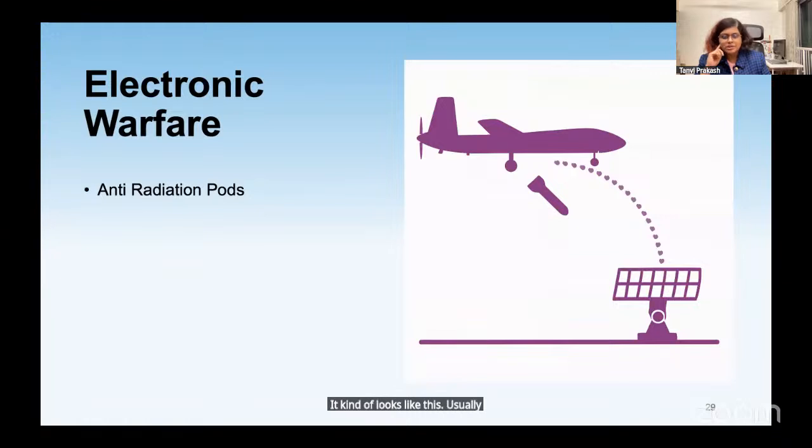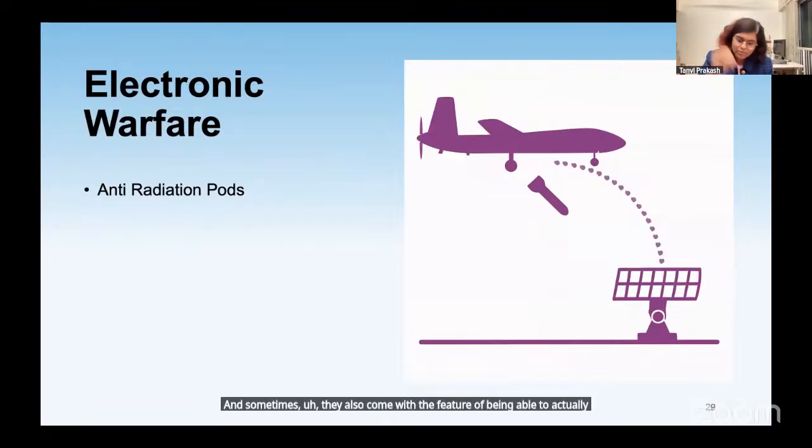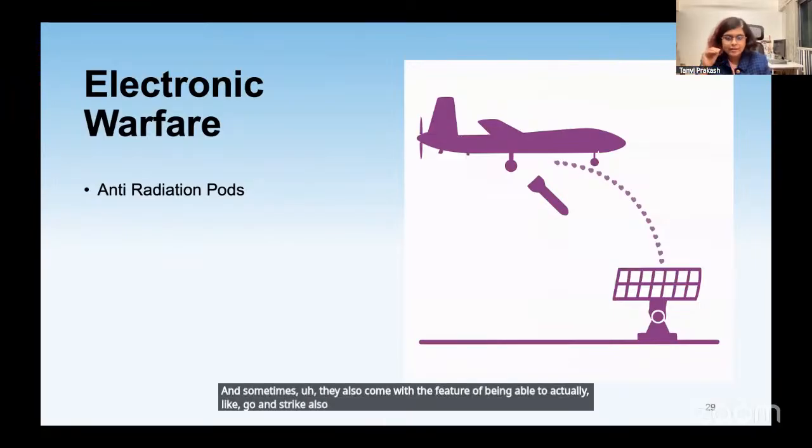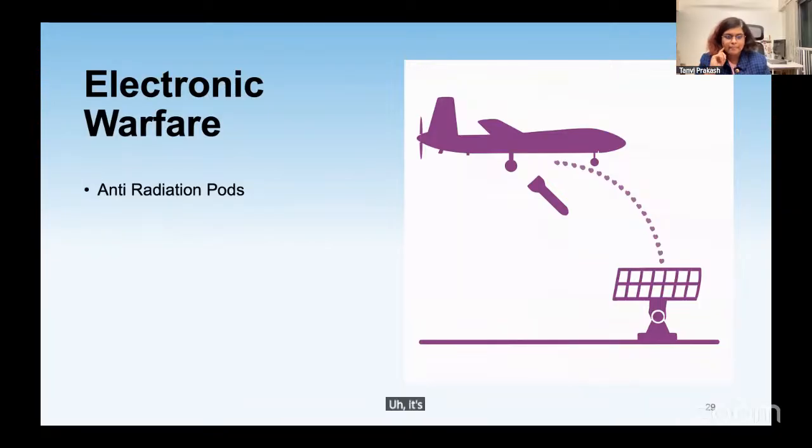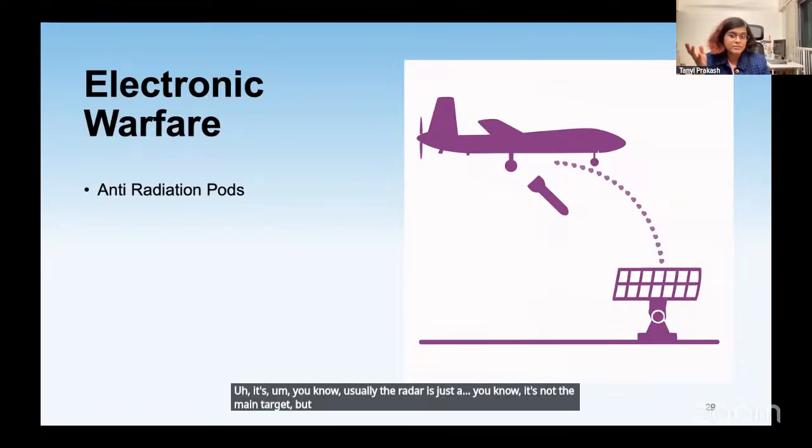Usually these are anti-radiation pods. And sometimes they also come with the feature of being able to go and strike too. Like if the radiation thing fails, then a command can be sent to it and it can actually shoot down and destroy the target. Usually the radar is not the main target, but sometimes you do want to take it out and be sure that they can't see what's coming at you.